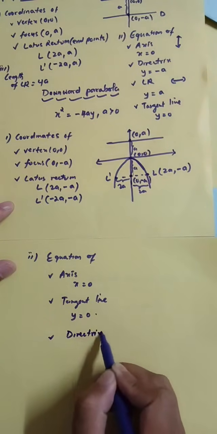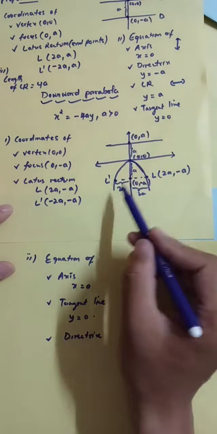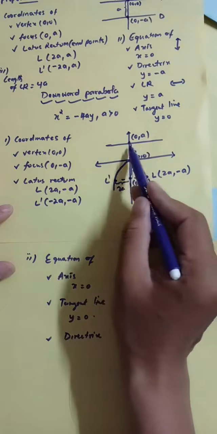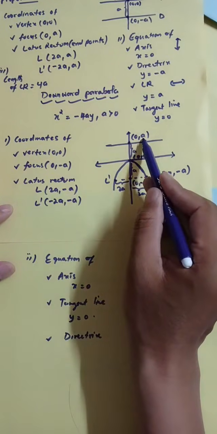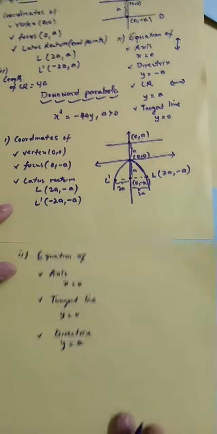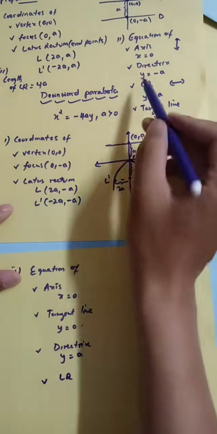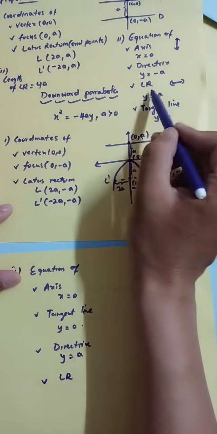So the directrix equation: for the downward parabola the directrix is y equal to positive a, since the y-coordinate is positive. Then next, the equation of the latus rectum, LR.